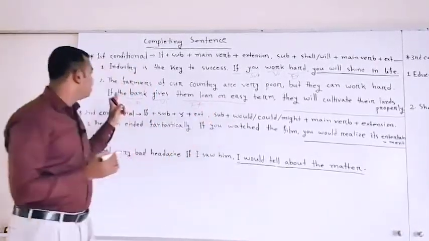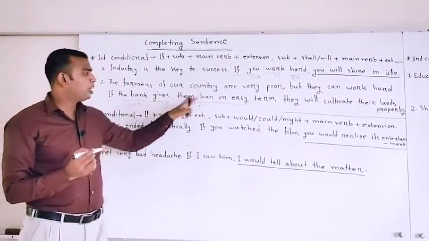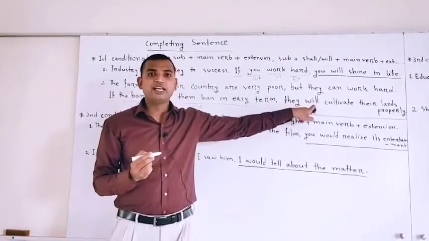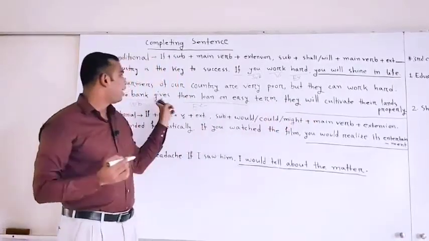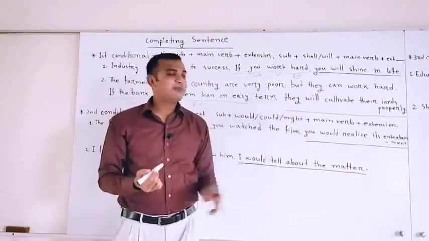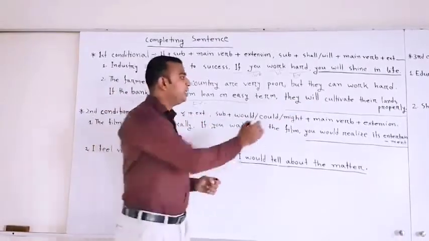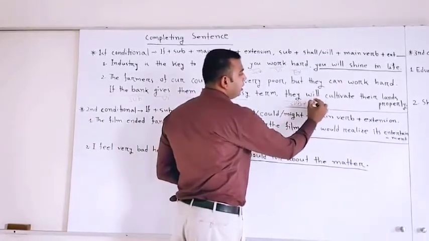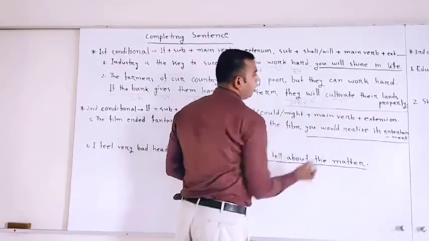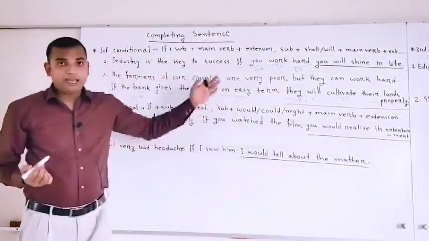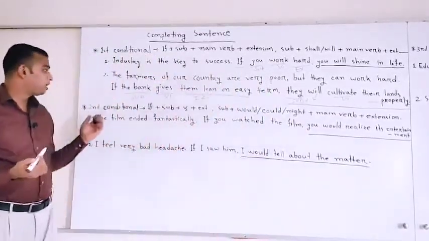So subject plus main verb plus extension. The second clause will be future indefinite tense. So look here, if the banks give them loan on easy terms, what will they do? They will cultivate their lands properly. This one is subject plus shall/will, then main verb is verb 1 plus extension. So hope you understand well. Now it's the second conditional.